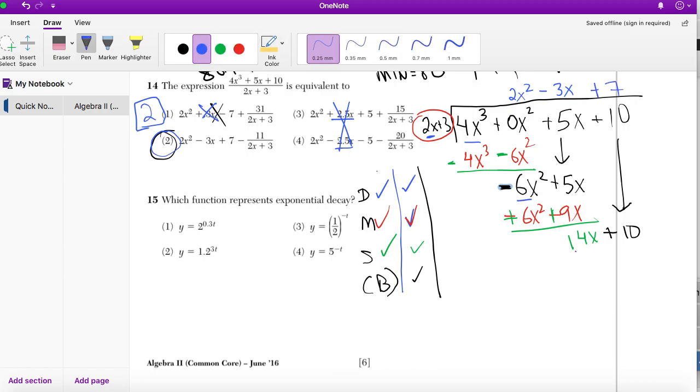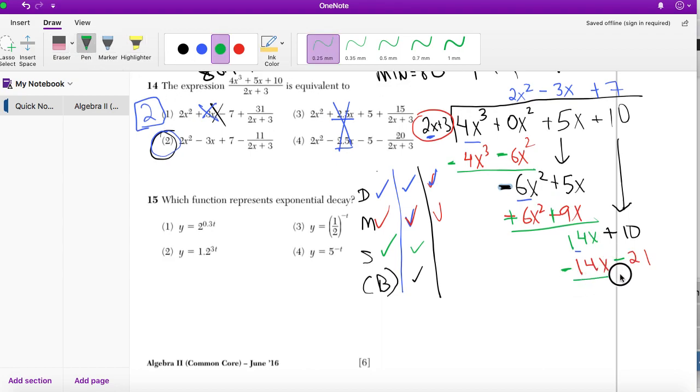So I divided the 14x by 2x to get 7. Now I'm going to multiply the 7 by the 2x plus 3, and I get positive 14x plus 21. So that's one division, one multiplication, right? This will be the last step we do. Now we want to subtract, which means the 14x will become negative, and the 21 will also become negative.